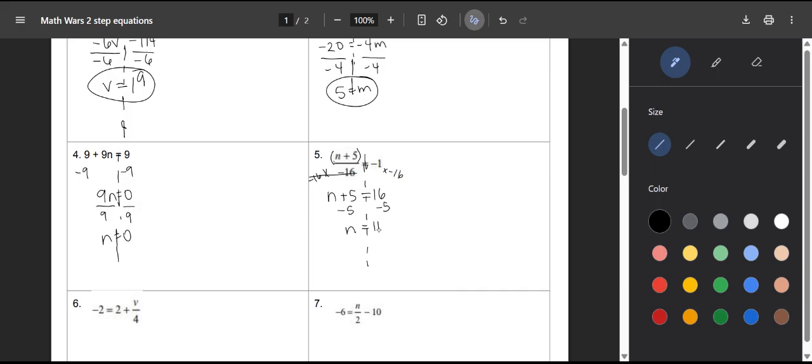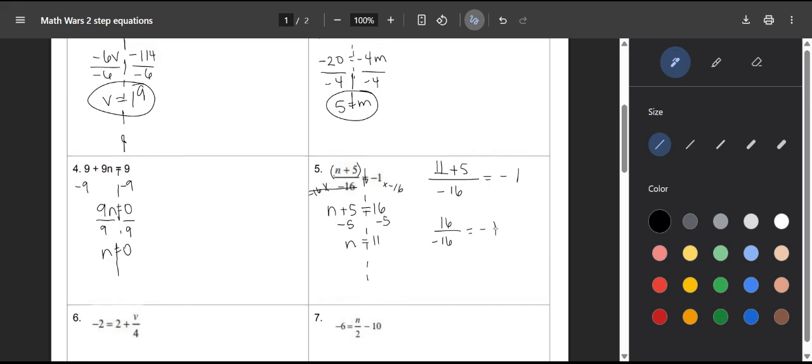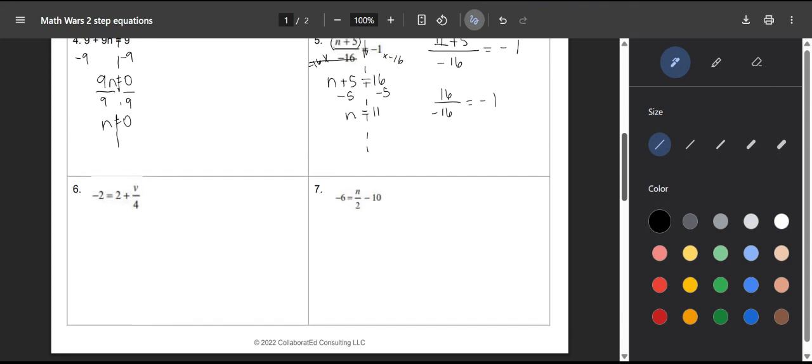If I'm not sure, I can go back and plug it in. I have something plus 5 over negative 16 equals negative 1. I'm going to plug in my 11. I know 11 plus 5 is 16. Is 16 divided by negative 16 negative 1? It sure is, so I know I did it right.